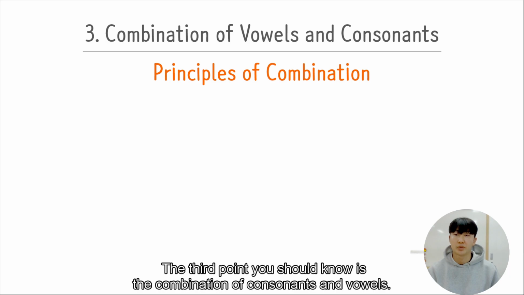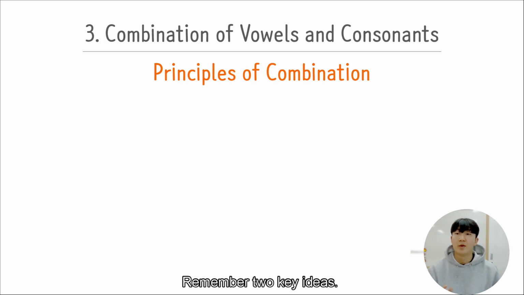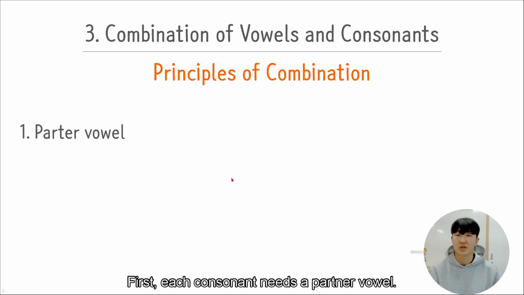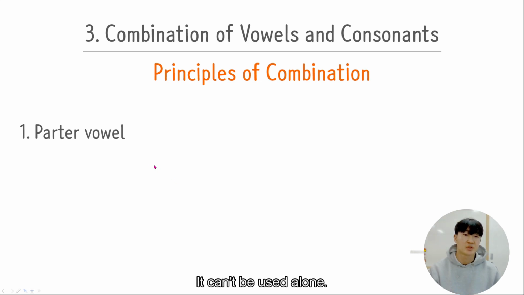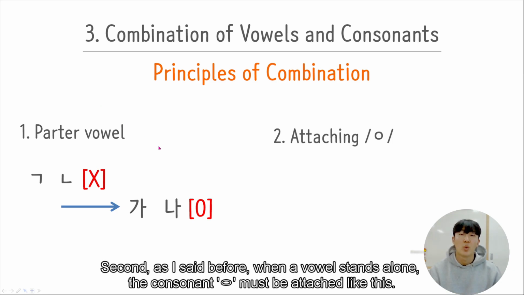Okay, the third point you should know is the combination of consonants and vowels. Like English, Korean combines consonants and vowels, but the method of combining differs from English. Remember 2 key ideas. First, each consonant needs a partner vowel. It can't be used alone. 기역, 니은 are wrong, and 가, 나 are right. Second, as I said before, when a vowel stands alone, the consonant 이응 must be attached like this.